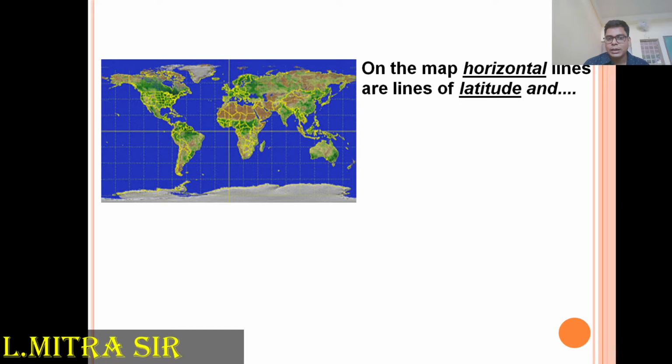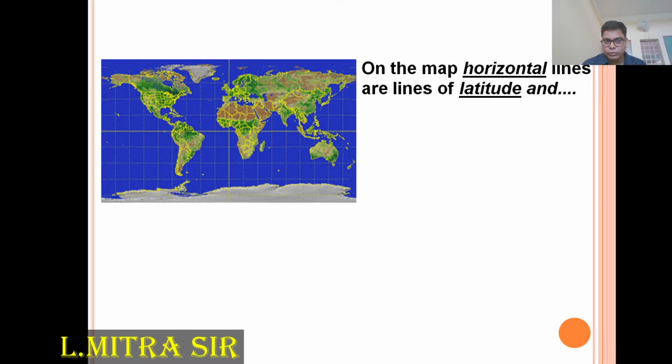After the equator, you can find 90 latitudes in the northern hemisphere and 90 latitudes in the southern hemisphere. Again, if you come to the vertical lines, these are measured from the 0 degree prime meridian. Longitudes are all vertical lines, drawn on the basis of the prime meridian. In the eastern hemisphere you will get 180 lines, and in the western hemisphere you will get 180 lines.